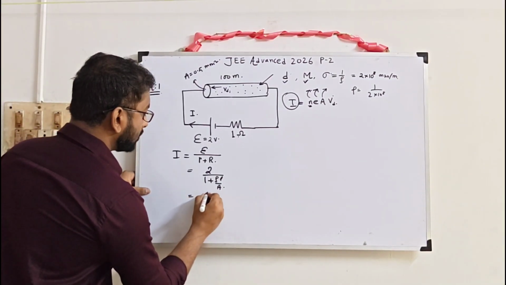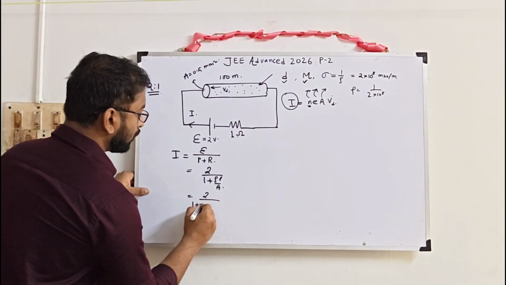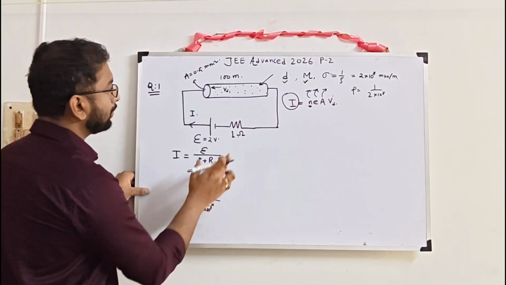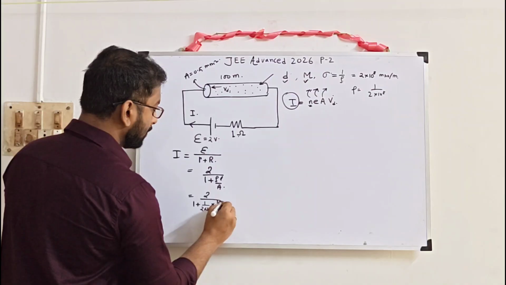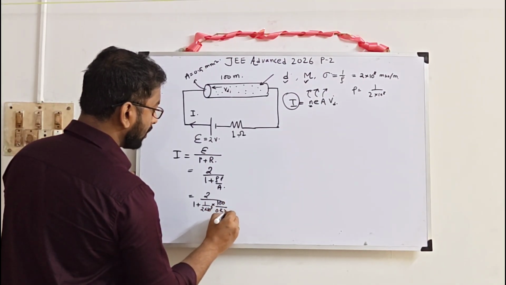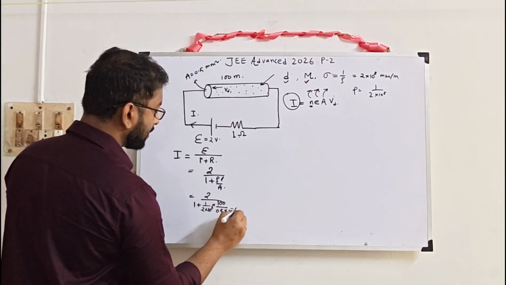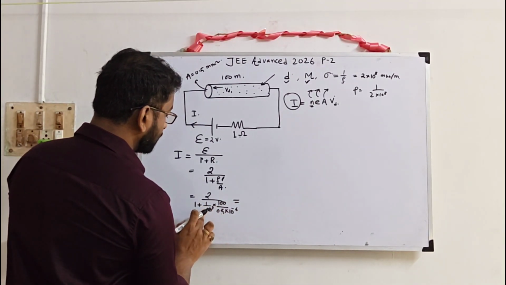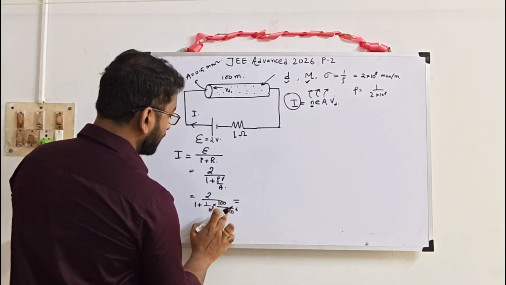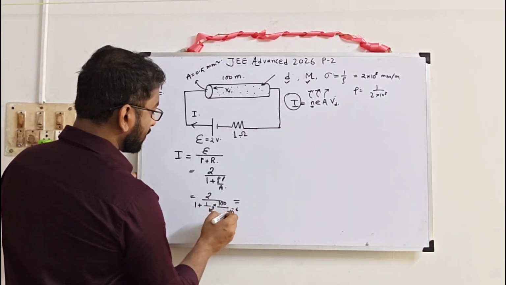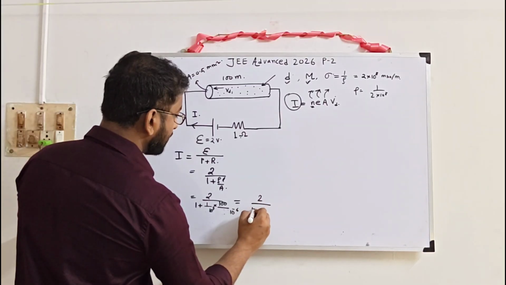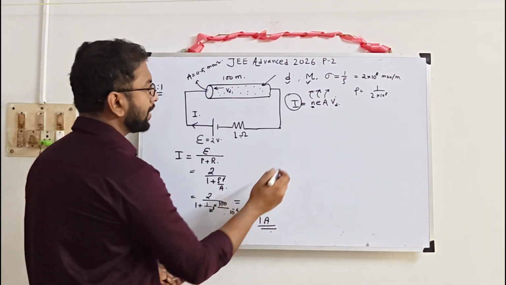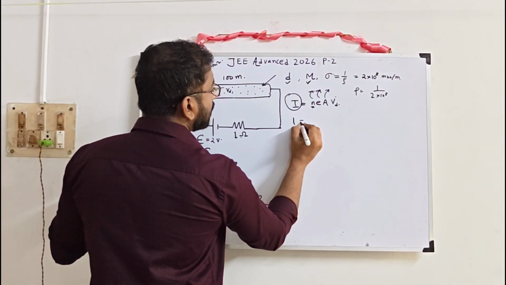Now we'll put the values. 2 by 1 plus rho, which is 1 by 2 into 10 to the power 8, multiplied by the length of the wire, 100 meter, divided by the cross-sectional area, 0.5 mm square. We'll convert it to meter square, that is 10 to the power minus 6. If we simplify, 2 into 0.5 is 1, and 10 to the power 8 by 10 to the power 6 gives 1. So the denominator is 1 plus 1, and 1 ampere is the current in the circuit. So I is going to be 1 ampere.